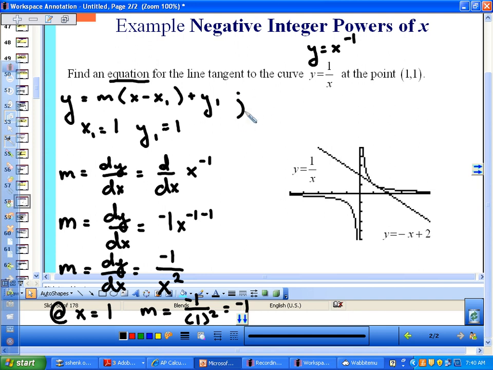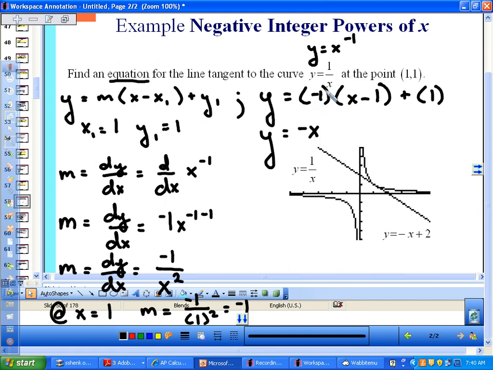So now coming back up here, we get y equals, our slope is negative 1, times x minus 1, plus 1. We don't have to simplify that down, but it's easy enough to do. Negative 1 times negative 1 would be a positive 1, plus 1 more would be plus 2. Y equals negative x plus 2 would be the equation of the tangent line to the reciprocal function, y equals 1 over x at the point 1, 1.